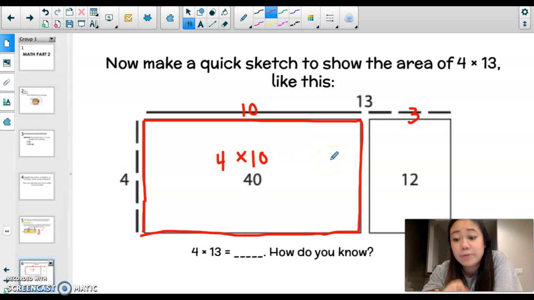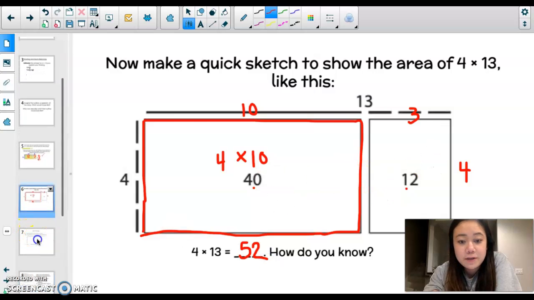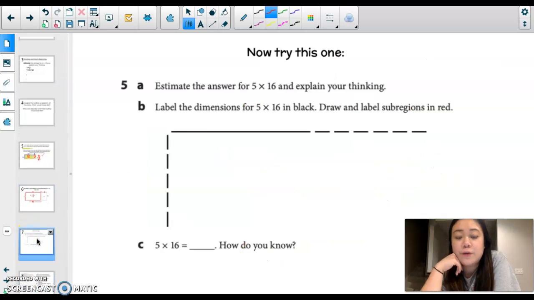And you told me the other day that if this is 4 over here it must be 4 over here. So 3 times 4 is 12, and then you add them together. When we add them together, 40 and 12, it's 52. How do you know? Well, I just showed my work up there for you. Okay, so let's try this one now.